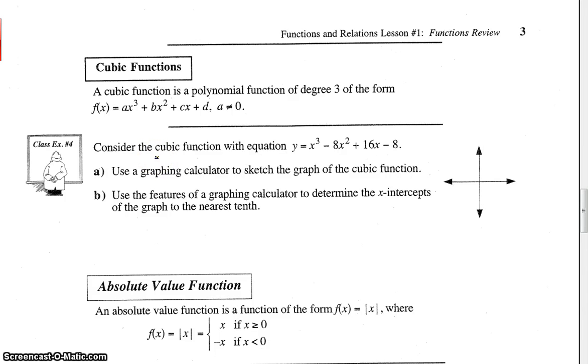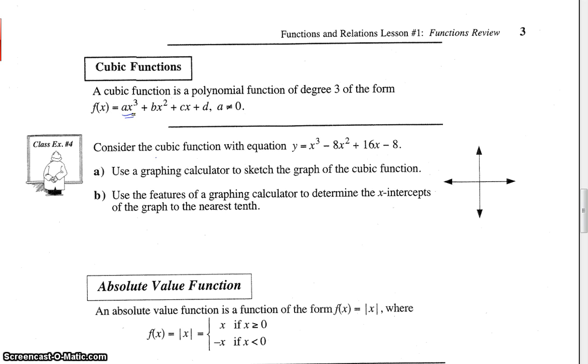So you guys are still with me. Let's keep working on your workbook, Lesson 1, Functions Review. And we're going to look at cubic functions now. Cubic functions, another kind of polynomial function, is degree 3. So if you look at the highest exponent on x, you'll see it's a 3, hence the name cubic.